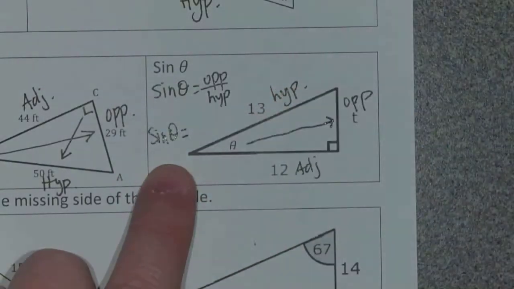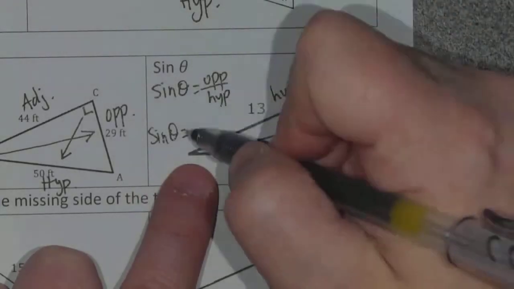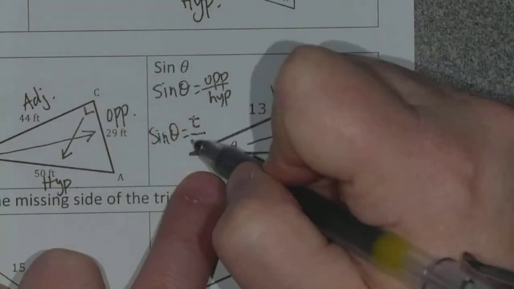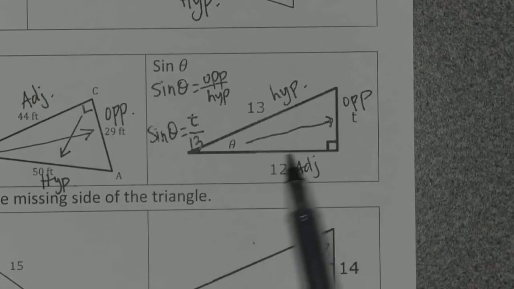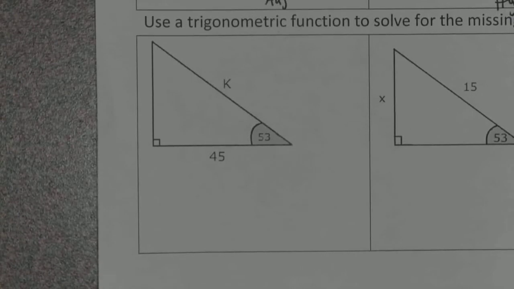Now, interestingly enough, we have a variable here. I'm going to show you how to solve for that in a minute, but we're not going to solve this time. The opposite would be t, and the hypotenuse will be 13. So that's good enough on that example right there. These next three examples, we're going to show you how to solve for the missing side. It's going to be set up exactly the same way we just set these other ones up, but we have to decide which trig function to use.